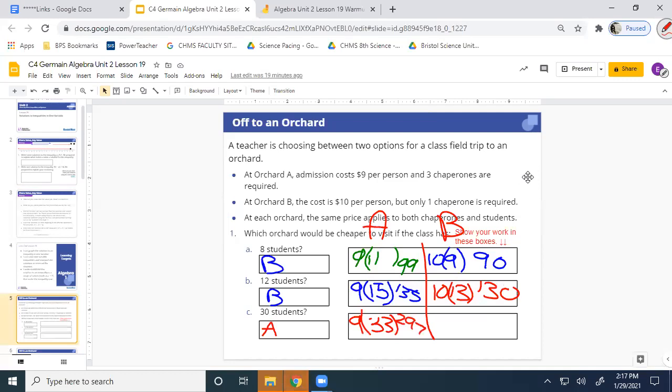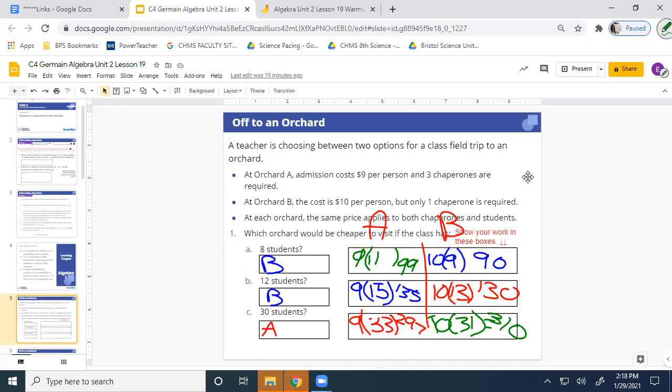$297. Very good. Then for Orchard B, how many total people? 31. Times how much? Oh, no, let me try that again. It would be 10 times the 31 people to get a total of 310. Nice job, Julia. 310.